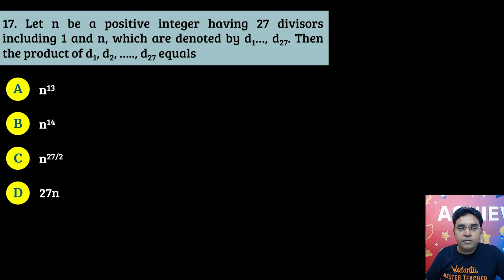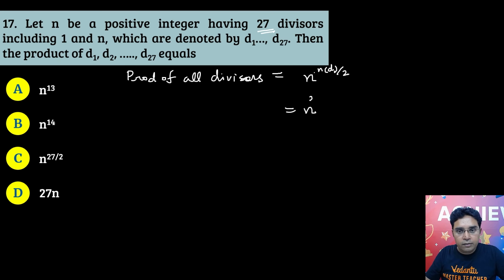Let n be a positive integer having 27 divisors including 1 and n, which are denoted by d1, d2 and so on up to d27. Then the product of these. See, there is one direct result: the product of all divisors including 1 and the number itself is always equal to n raised to the number of divisors by 2. So here it is 27, so that will be n raised to the power 27 by 2. Let me tell you how it comes.